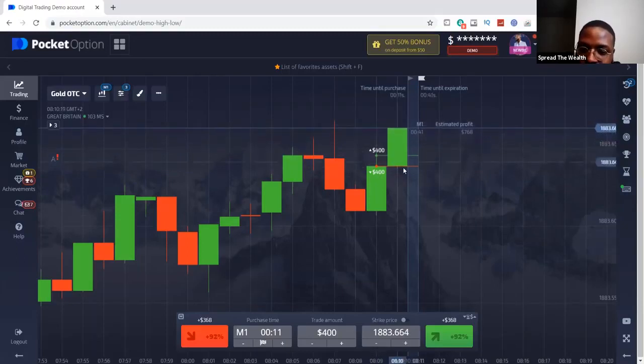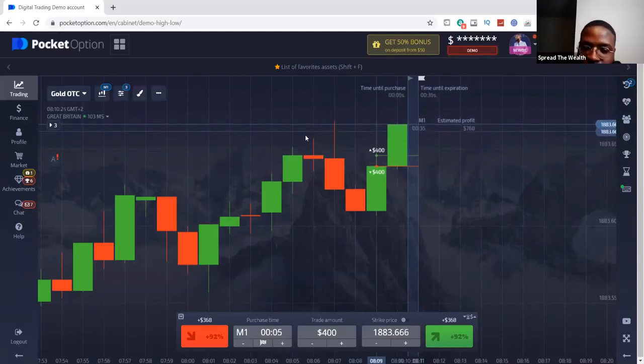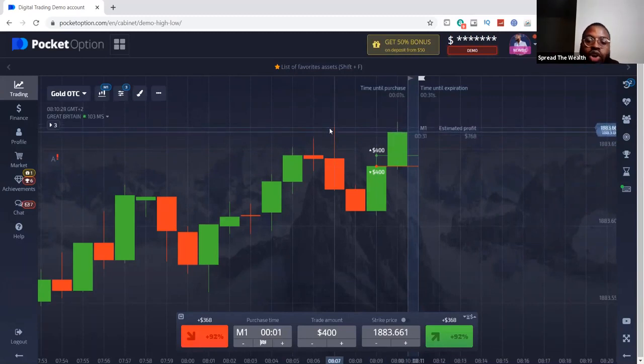So in this specific example, obviously I got into a trade. This sell one I would have lost, but this buy one I am winning. So it's just that simple, the difference between the two and how to use that.